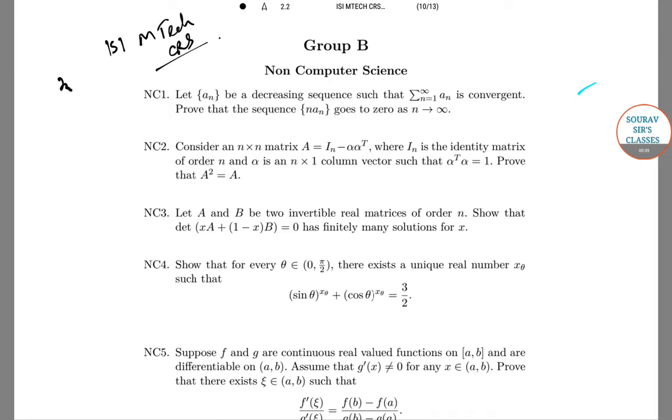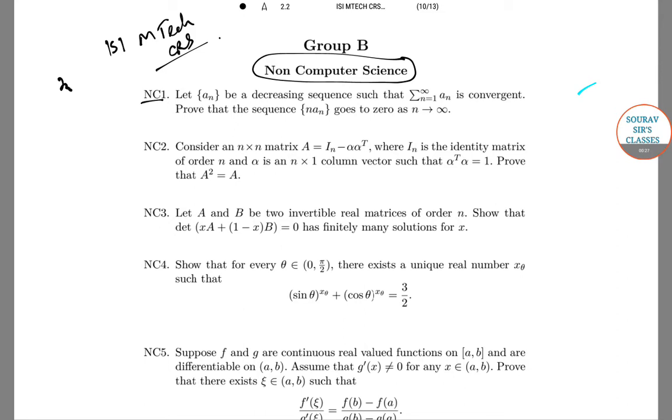This is mostly keeping in mind the upcoming examination. I'll be solving some questions from the group B segment for the non-computer science part. Now, in this question, the NC means non-computer.